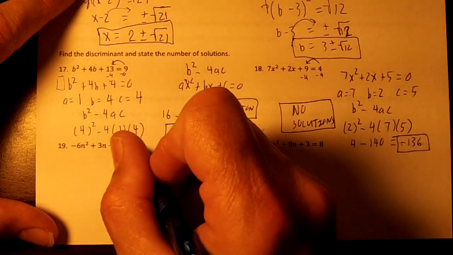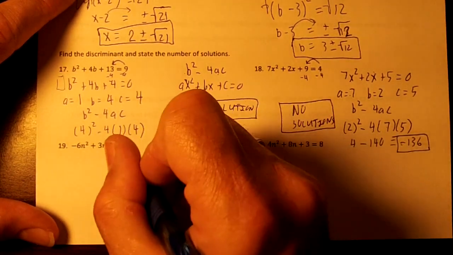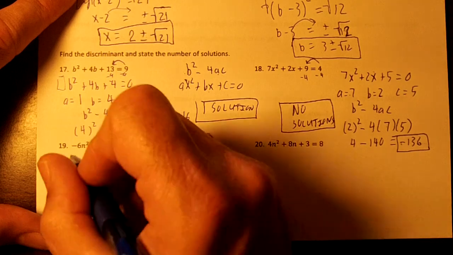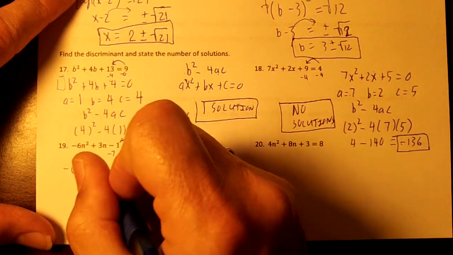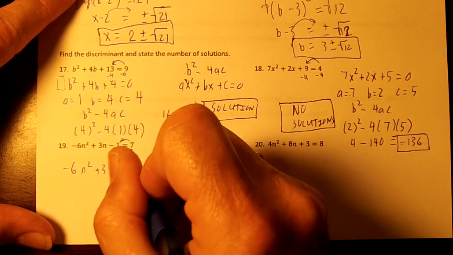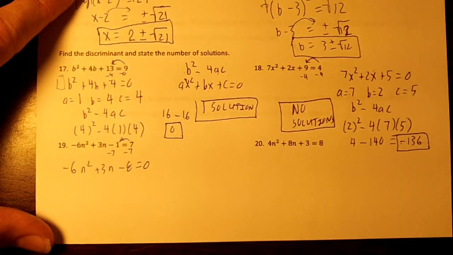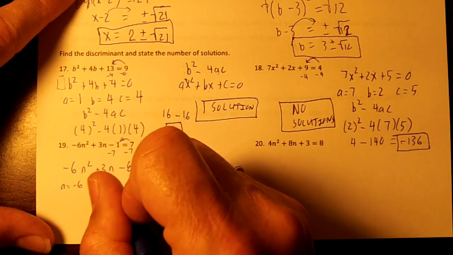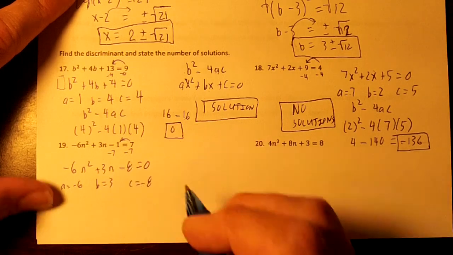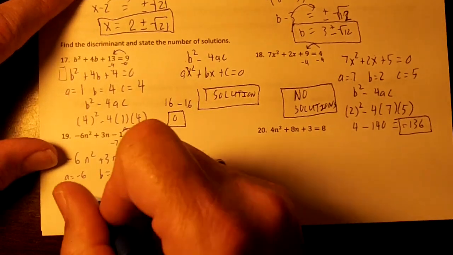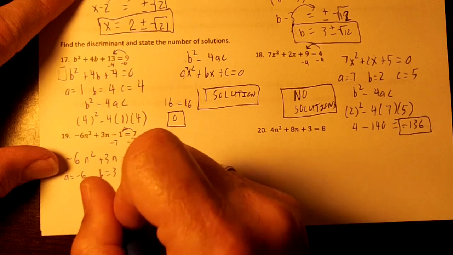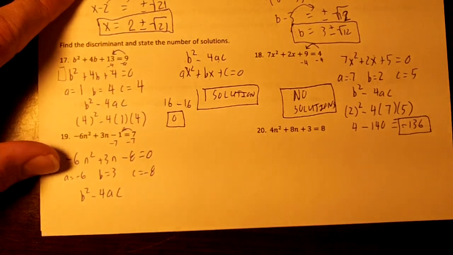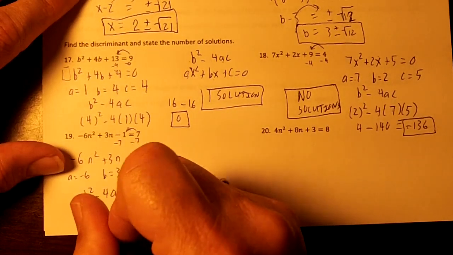Okay, on this one right here, we got to move the 7 across. We're going to subtract 7. So we'll get negative 6n squared plus 3n minus 8 equals 0. Then you write down a equals negative 6, b equals 3, c equals negative 8. Then you write down b squared minus 4ac. Then you draw your parentheses, same thing every time.